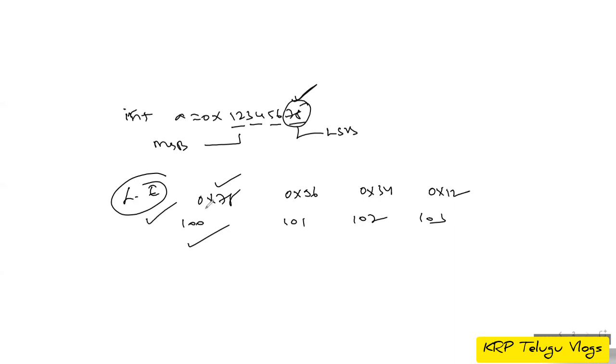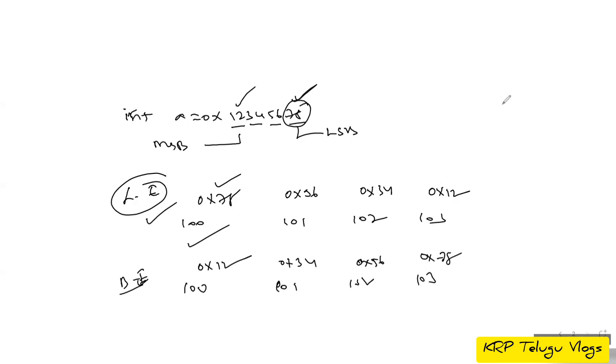If it is a big endian machine, the most significant byte, 0x12, will get stored in the first memory location. Next, in 101, 0x34 will be stored. In 102, 0x56 will be stored. In 103, 0x78 will be stored. Clear?